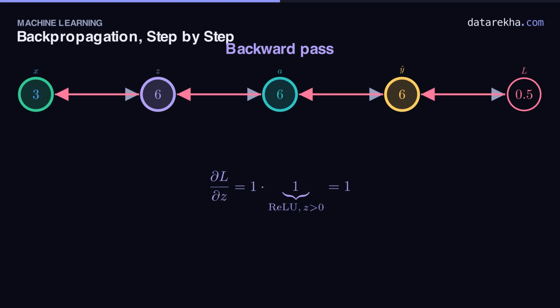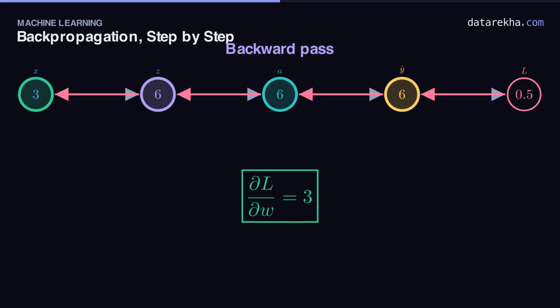Last step, from z home to w. The local derivative of z by w is x, which is 3. Multiply our running 1 by 3. And there it is. The gradient of the loss with respect to the weight is 3. Every arrow reversed, every node repainted, and the blame has landed. The gradient is 3. And notice we never re-derived a thing. We just reused the running signal at each step. That reuse is the entire point of backpropagation.